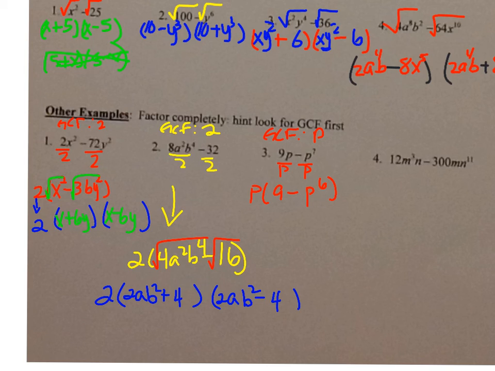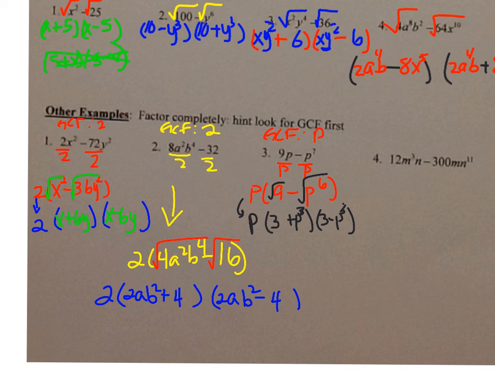And then again, this is the difference of 2 perfect squares. 9 is a perfect square, p to the 6th is too. So we have 2 parentheses, one's plus, one's minus. Put the p on the outside. That's the GCF that follows down. The square root of 9 is 3. The square root of p to the 6th would be p to the 3rd. That's a 3 in there.